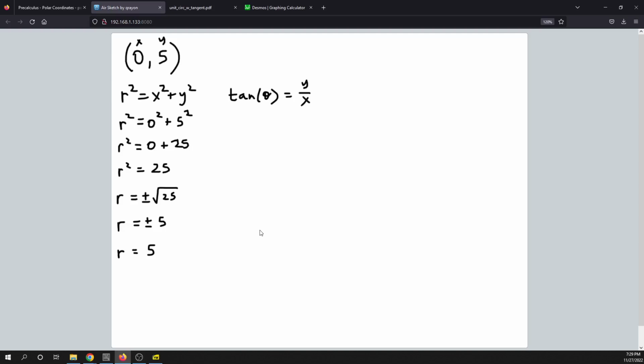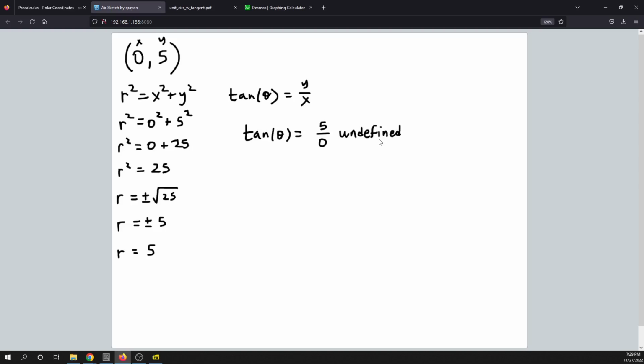So tan theta equals, it's going to be y over x. So that's 5 over 0. And here you can see that we have a problem, because we are dividing by 0. This is undefined.